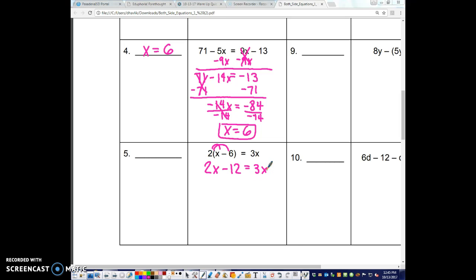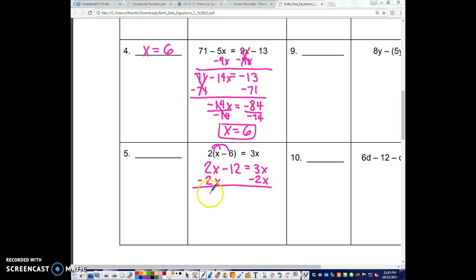Okay, what's our next step here? We're not going to add 12 because notice something. The x's are on both sides. We need to get them all to one side. Okay? So let's go ahead and subtract this 2x. Because you can do it either way.